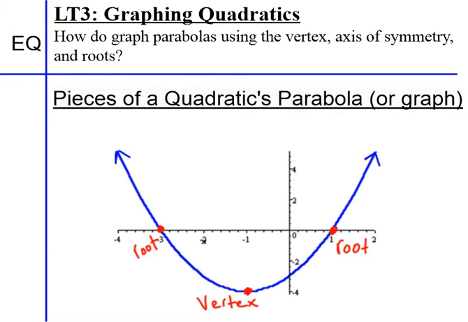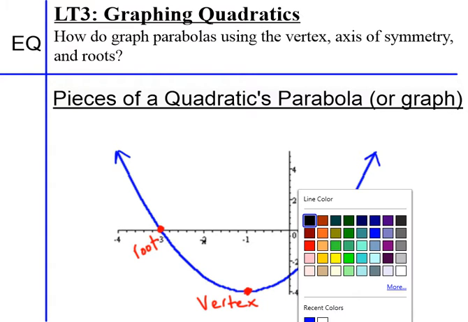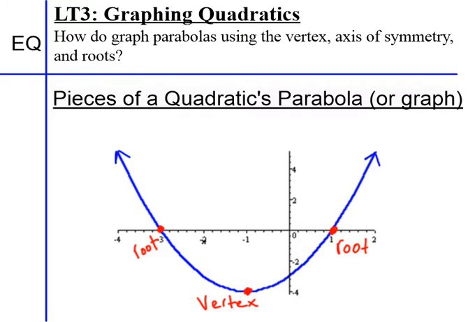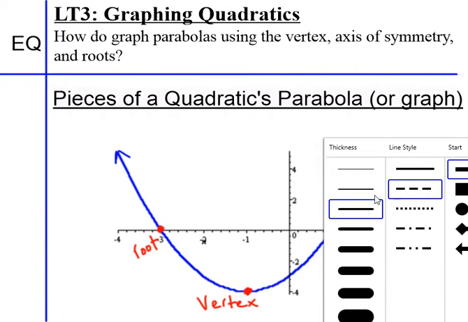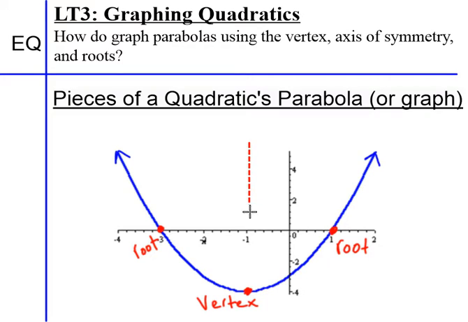And last is the axis of symmetry. The axis of symmetry is a line which would split our parabola in half. So the axis of symmetry for this parabola would cut through -1 and hit right through the vertex. The axis of symmetry is important because it helps us match equal points on either side, equal distances away from that axis of symmetry.